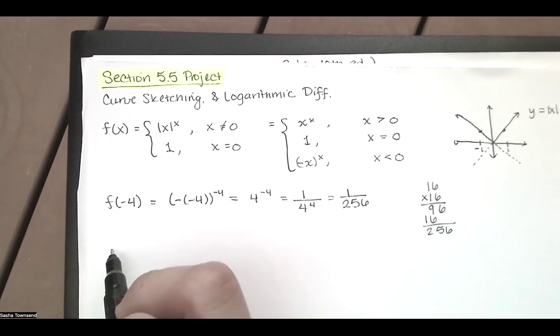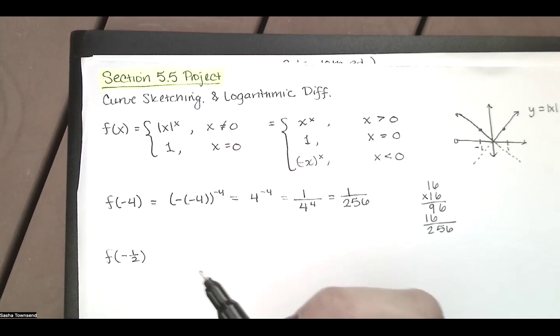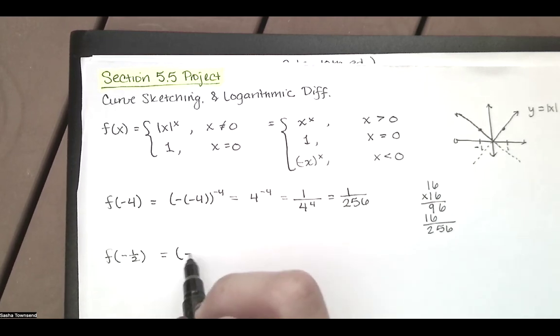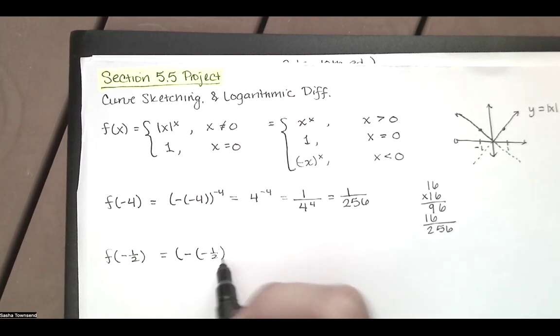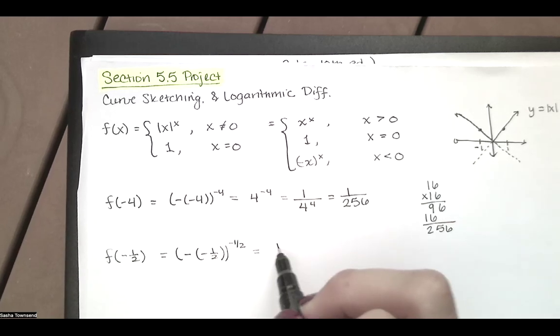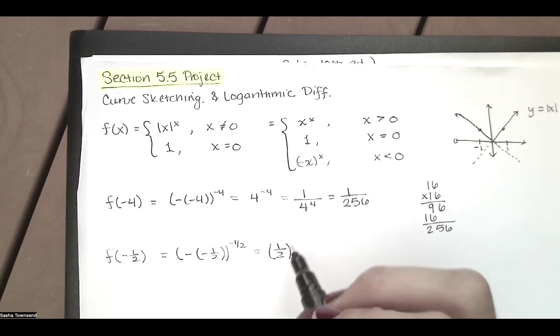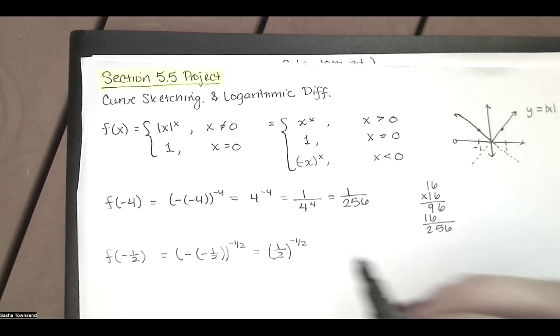So let me just give you an example. Let's look at f of x equals -1/2. So I have -1/2 raised to the -1/2 power. And you say, well, what does that mean? We take the absolute value of -1/2, which gives us 1/2. We're raising that to the -1/2 power.